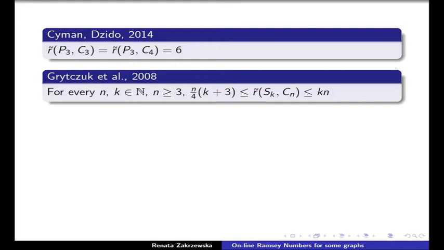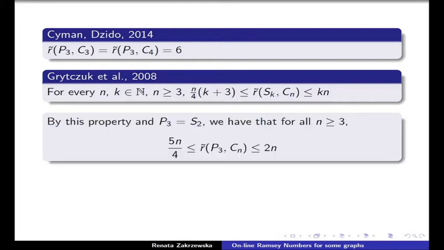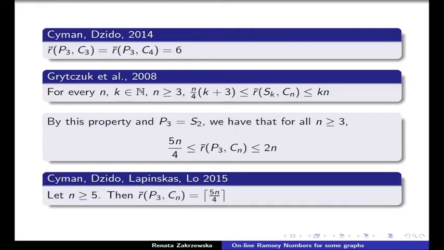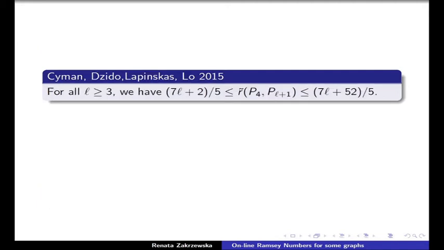In 2008, Grytczuk et al. proved this chain of inequalities, and by this property, and when P3 is equal to S2, that means star 2, we have that for all n at least 3, the online Ramsey number of P3, Cn is between these values. Cyman, Dzido, Lapińska and Lo also proved that the online Ramsey number of P3, Cn is equal to this value for n at least 5. They also proved this chain of inequalities.